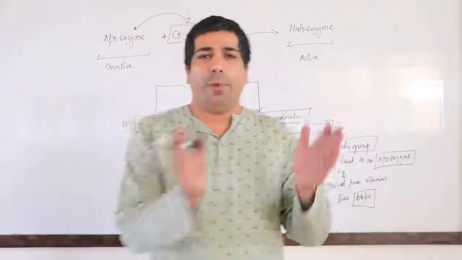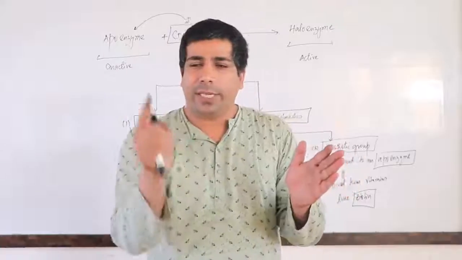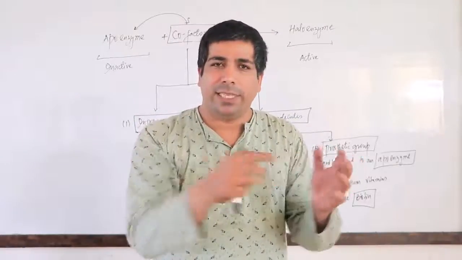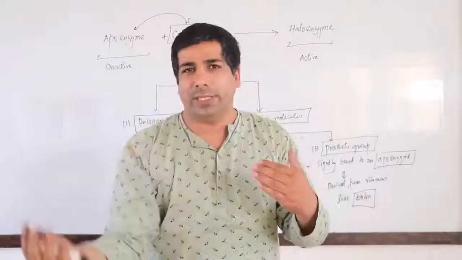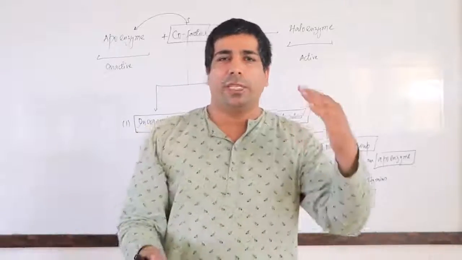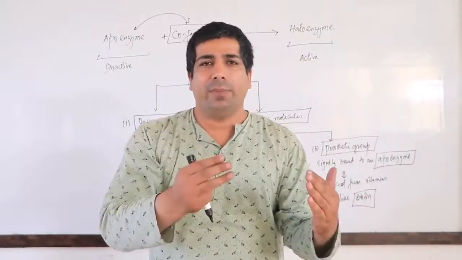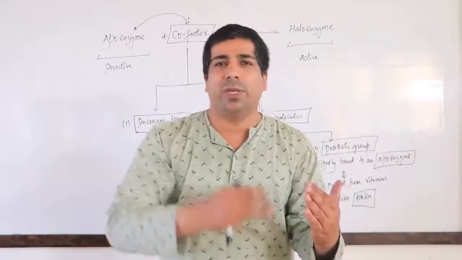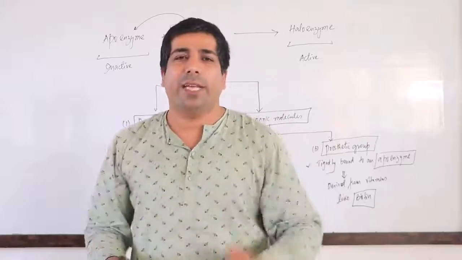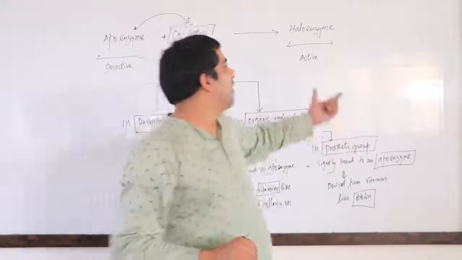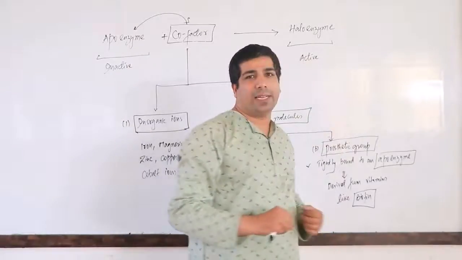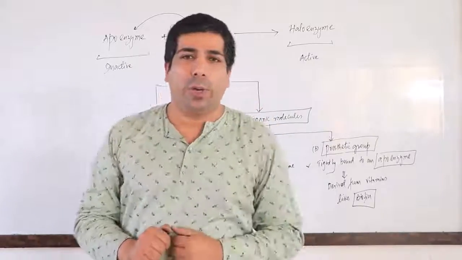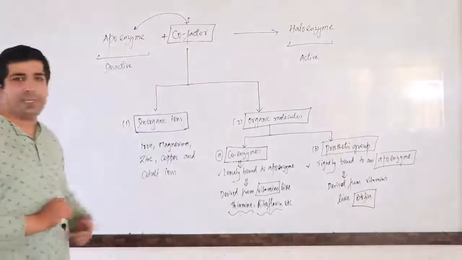So you take an apoenzyme, then take a mineral ion, and they will combine to give us the holoenzyme, which is active. Or you can take an apoenzyme and make it combine with a prosthetic group, or combine with a coenzyme, and then you will get the holoenzyme, which is a functional enzyme. Actually it will perform the catalytic activity. I hope you have gotten the idea. Please make note of this.